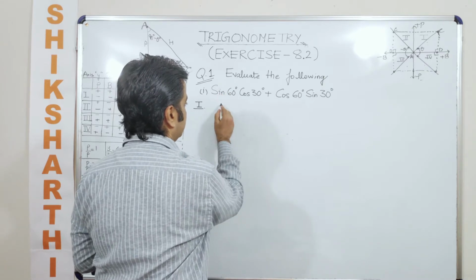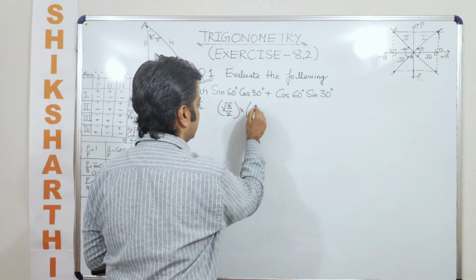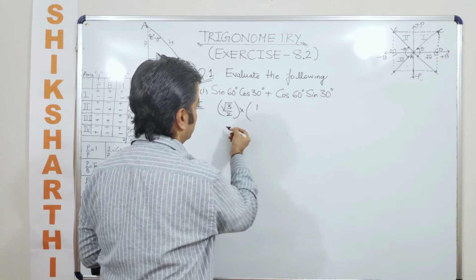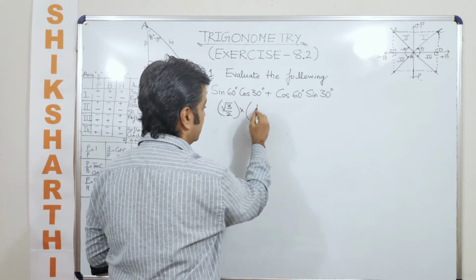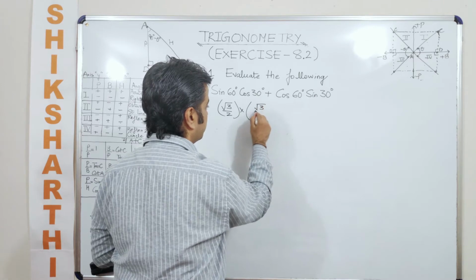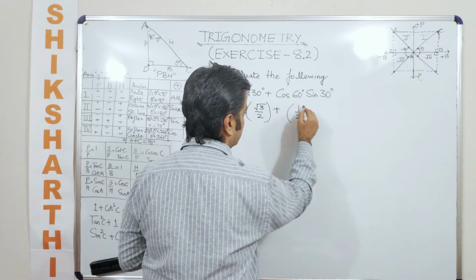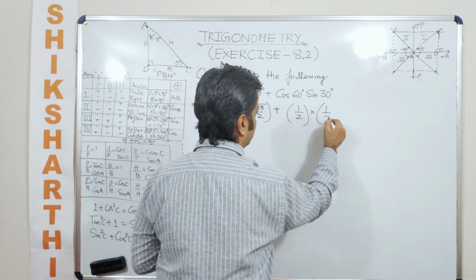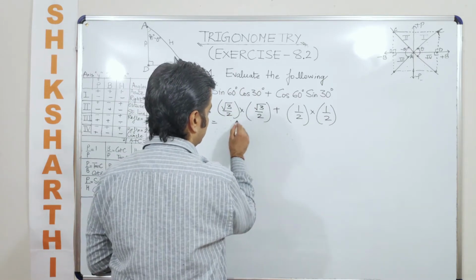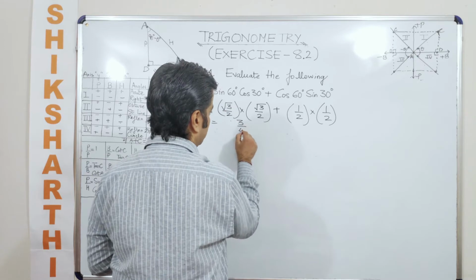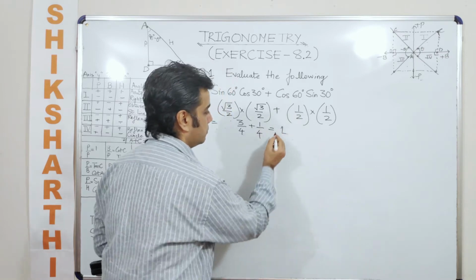So we know that sine 60 is root 3 by 2. Now cos 30 is the same, so this will also be root 3 by 2, plus cos 60, which is 1 by 2, and sine 30, which is 1 by 2. So in this case, root 3 into root 3 is 3 by 4 plus 1 by 4, which gives me the answer as 1. That means the answer to this question is 1.